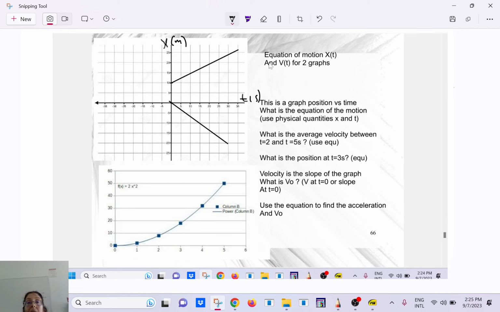After 2 seconds, it's going to be what? Negative 20. After 3 seconds, negative 30. After 4 seconds, negative 40. After 5 seconds, negative 50. So you drop something, it's going to speed up going down, because the velocity changes by negative 10 every second.